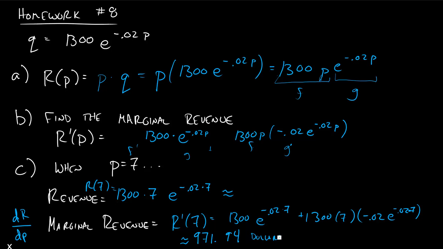The units of this are dollars in revenue per dollars in price. So what this is saying is if you raise the price about $1, you should expect to increase your revenue by about $971.94. Because what we're looking at, remember, is price on the x-axis, revenue on the y-axis. And so the slope, the marginal revenue, is in terms of dollars in revenue per dollars in price.